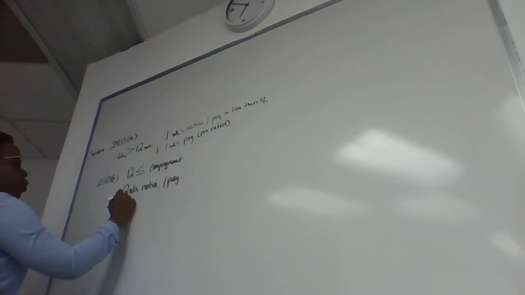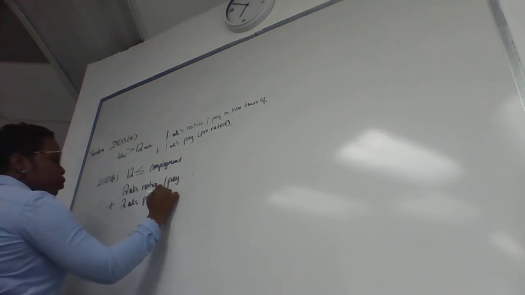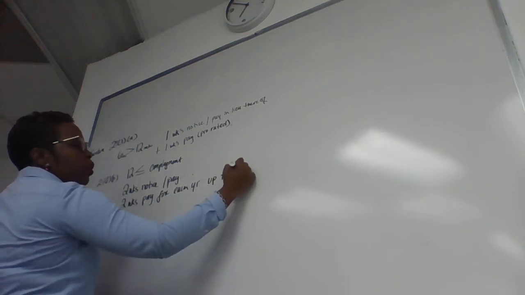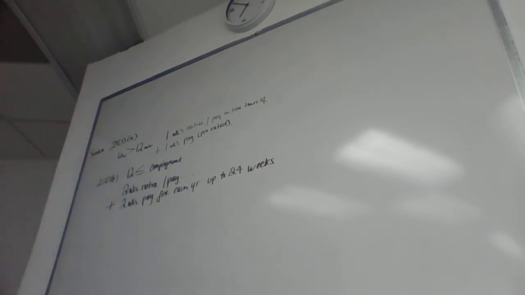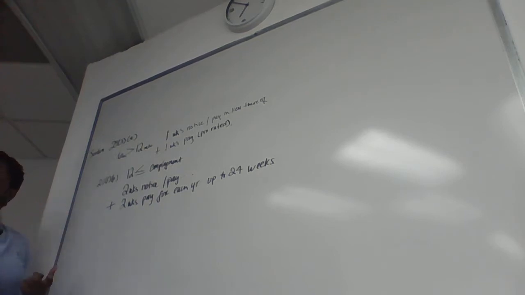plus 2 weeks basic pay, right? For each year, up to 24 weeks. Now what does that mean? So you get 2 weeks pay for each year up to 24 weeks, right? So how many times does 2 go into 24? 12, right? 2 goes into 24 12 times. So 24 divided by 2 is 12, right?